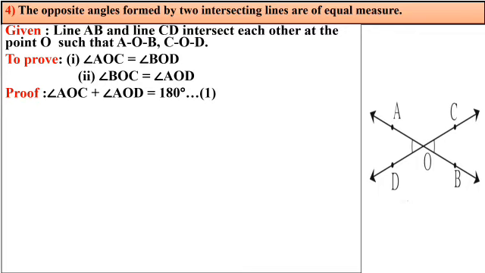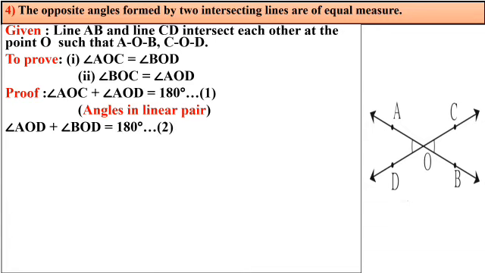Now we will take angle AOC plus angle AOD equal to 180 degrees. Give the number 1. They are forming angles in a linear pair. Now we will take angle AOD plus angle BOD equal to 180 degrees. Give equation number 2. They are also forming angles in a linear pair.